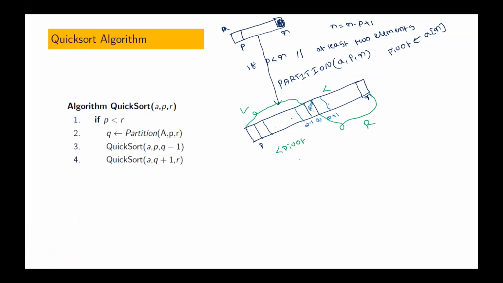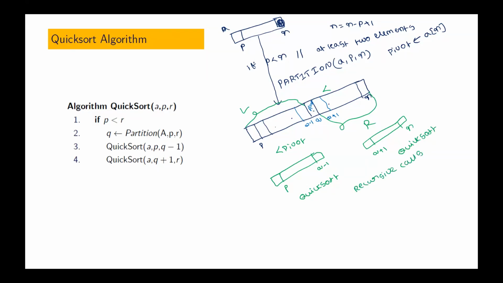After that, what do we need to do? Again, P to Q minus 1, do we need to sort or not? And similarly, Q plus 1 to R, do we need to sort or not? For that, again, we use the same quicksort algorithm to sort this subarray, and again the same quicksort algorithm to sort that subarray. That means they are recursive calls.